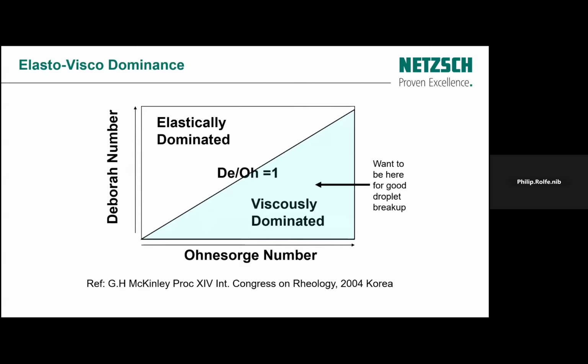Okay, so to get something to atomize well, you really want the Deborah over Ohnesorge number to be 1 or less, so that it's viscously dominated. If you've really got something highly elastically dominated, then it doesn't atomize cleanly. So you need to be in this light blue range on the bottom right, where Ohnesorge is bigger than the Deborah number.